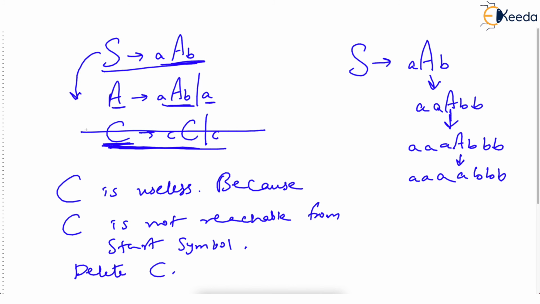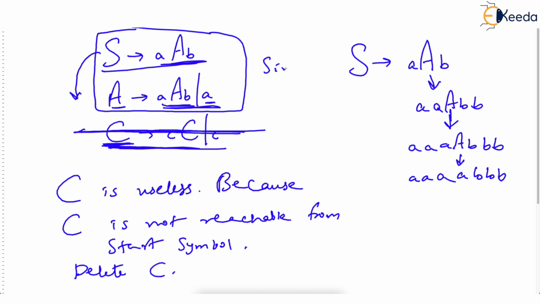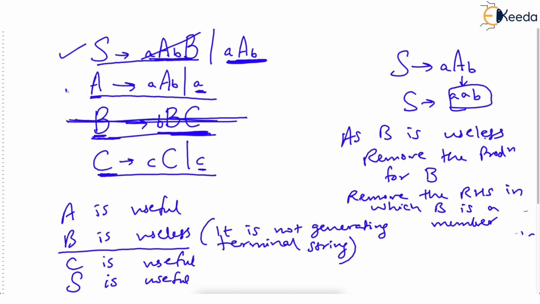But here, C never occurs anywhere on the right hand side. Of course, if it occurred on the right hand side, then C would be reachable. So in this case, there is only a production for C which should be removed. Now this becomes the simplified grammar. This is the simplified grammar for the exercise given over here. This was the original grammar. We had so many productions.